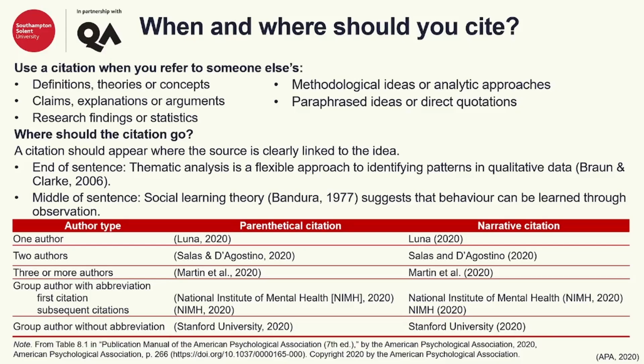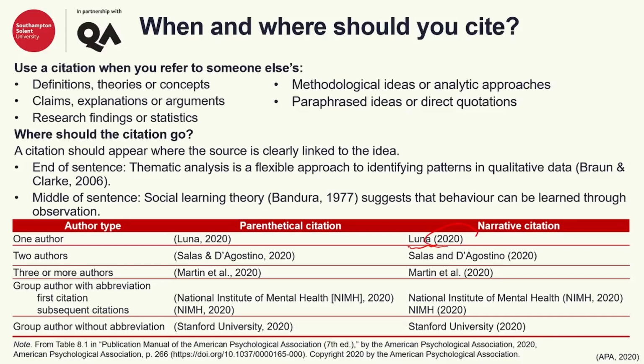There are two citation types. One is parenthetical and the other is narrative citation. They contain the same basic information, but they integrate the author into the sentence differently. For one author, the parenthetical form is (Luna, 2020) in brackets. The narrative form is Luna (2020), with Luna written as part of the sentence and the year in brackets.